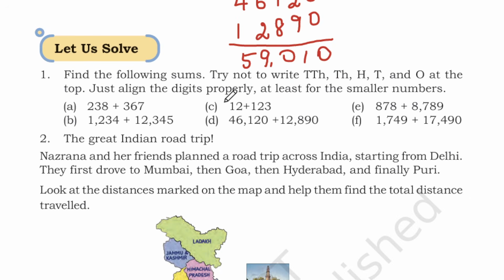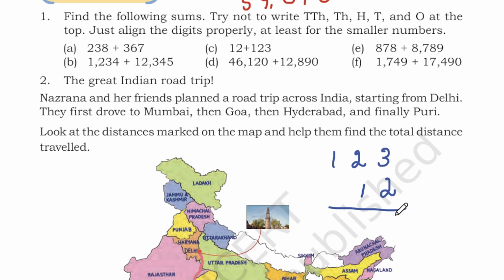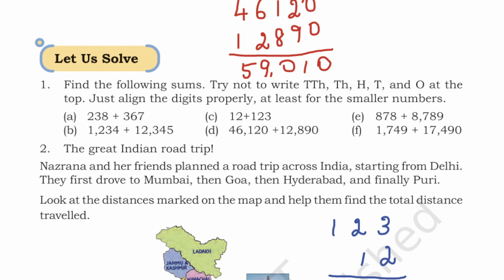So let's add the C one. Okay, which one is the biggest one? 123. So 123. Next you have 12. 2 is in ones place and 1 is in tens place. So 3 plus 2 is 5. 2 plus 1 is 3 and 1. 135. Okay. So I'm erasing this. So these questions are going to be very, very important for your exam, students.